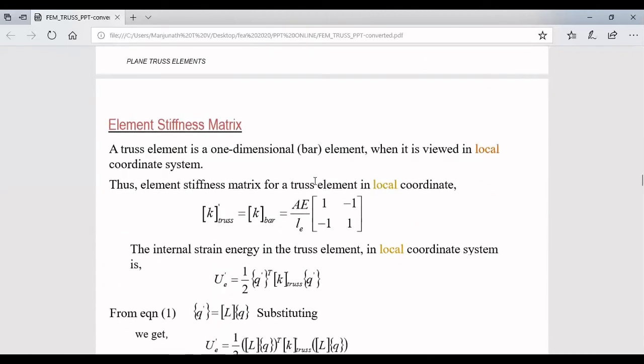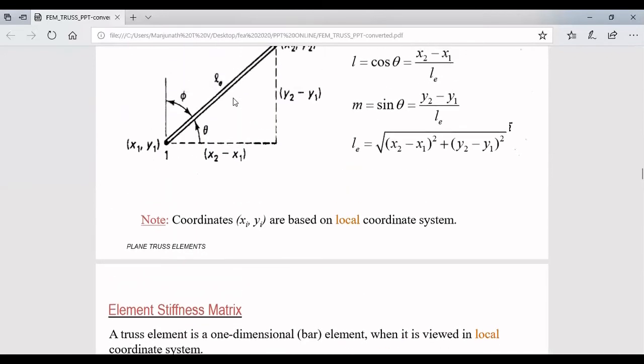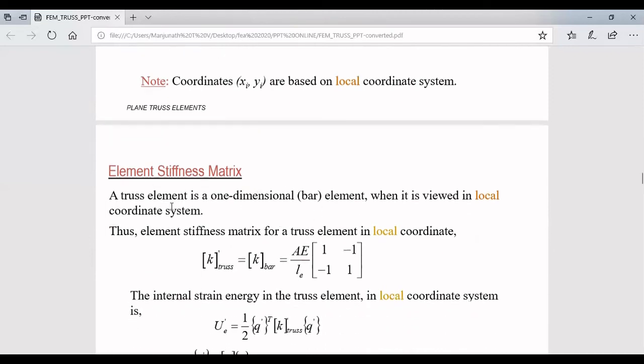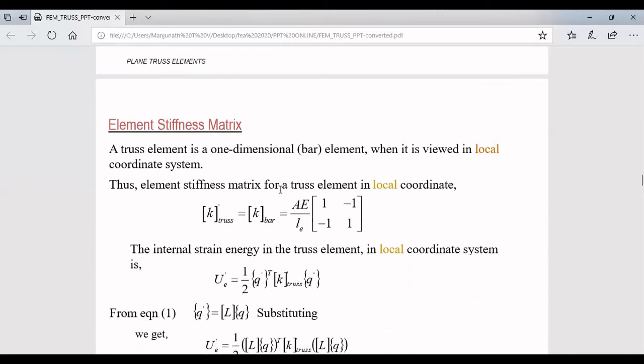Then, to obtain the elemental stiffness matrix, consider the truss element in the local coordinate system, which is equal to the bar. The bar in the local coordinate system is the truss element. The elemental stiffness matrix for the truss element in local coordinates we can write as k truss, which is equal to A by LE times the matrix 1, minus 1, minus 1, 1.